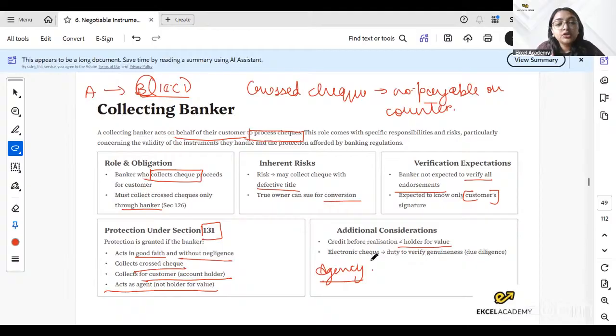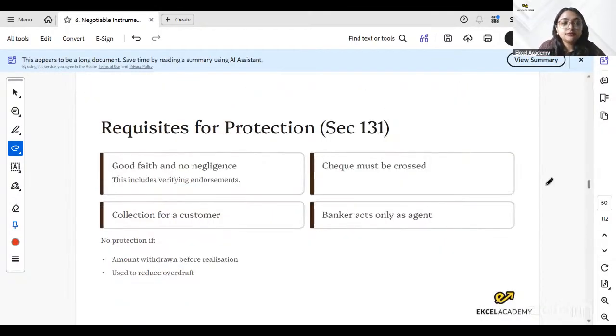Electronic check: there is a duty to verify genuineness, or due diligence. How will you check whether it is time stamped properly, whether all of the signatures are there, or whether anybody has altered anything in the electronic check? I hope you are clear with the concept of your paying banker and how the paying banker is protected, as well as your collecting banker and how the collecting banker is protected. Next, how do you think your protection will come into place?